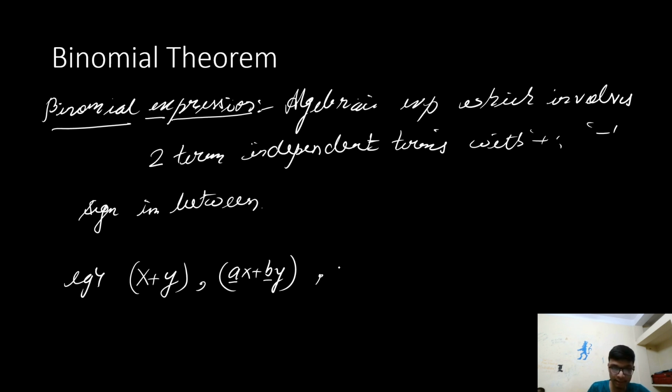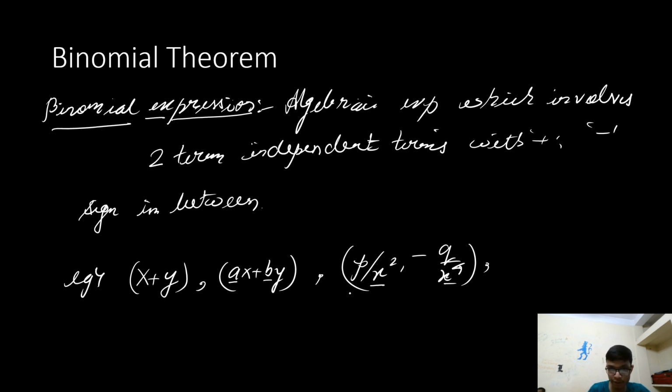Some other examples include p by x square minus q by x to the power 4. Now you must be wondering that these are the same variable but with different powers. So they can also be independent terms, which cannot be clubbed together. If we cannot club those two terms, then such an expression is known as a binomial expression.